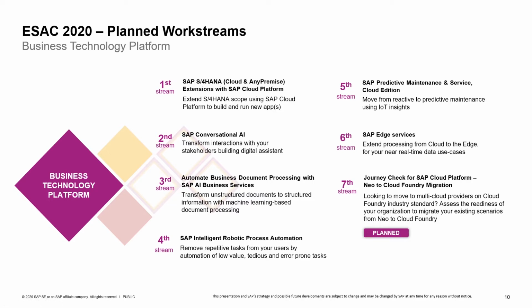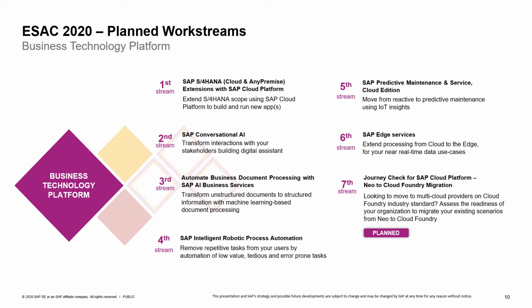Workstream number 3, business document processing. Here we are talking about one of the SAP AI business services that have been recently released. Business document processing is a ready-to-consume service in SAP Cloud Platform that will read unstructured documents like a PDF and will transform the information into structured data ready to be integrated down to your SAP processes.